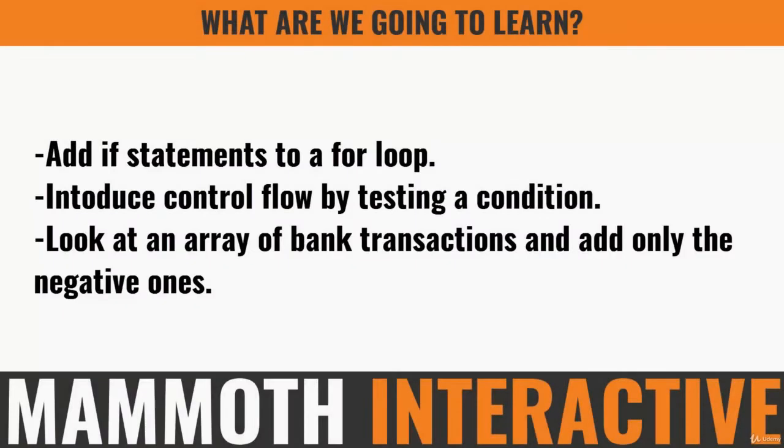In this part of our tutorial, we're going to add if statements to a for loop. So we're going to have our for loop run, and there'll be an if statement within the curly braces. This will be introducing some kind of control flow by testing a condition. Our example is going to be looking at a bank transaction, so it's going to be an array of doubles, and we're going to go through the array and each time test if that particular element is less than 0. If it is, then we want to add them together because we want to keep track of our spending.